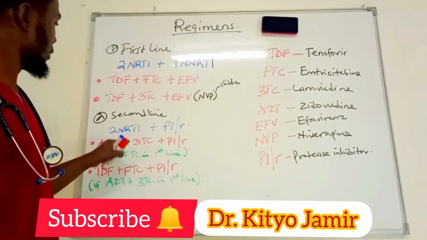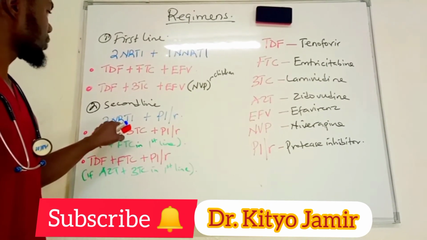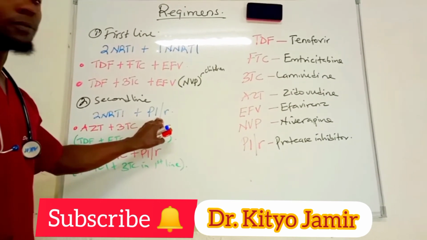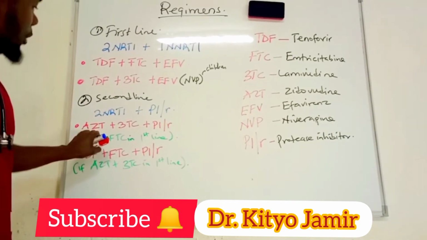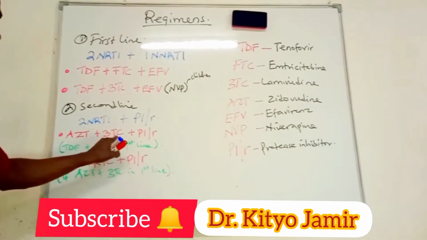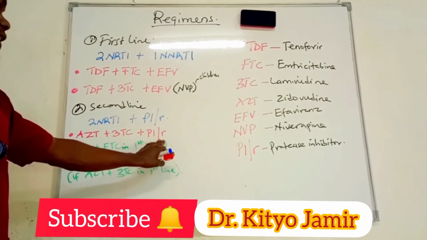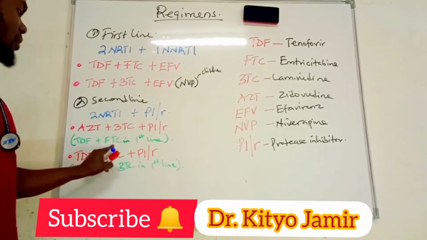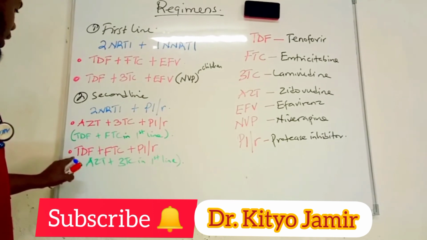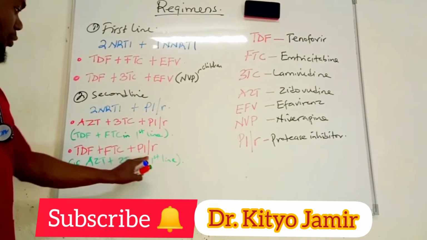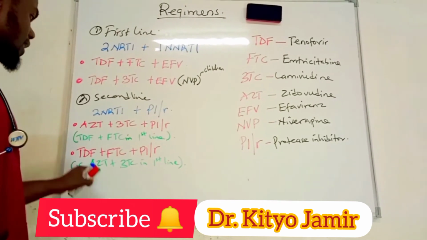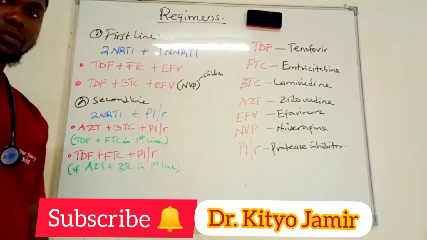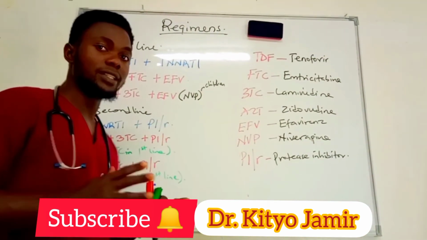The second line drugs have two nucleoside reverse transcriptase inhibitors and one protease inhibitor. This one is probably ritonavir. Here we can have a combination of zidovudine, we add lamivudine and the protease inhibitor. That is when tenofovir and emtricitabine are in the first line. We can have tenofovir and emtricitabine plus a protease inhibitor in case zidovudine and lamivudine are in the first line of drugs. So those are the regimens we have.